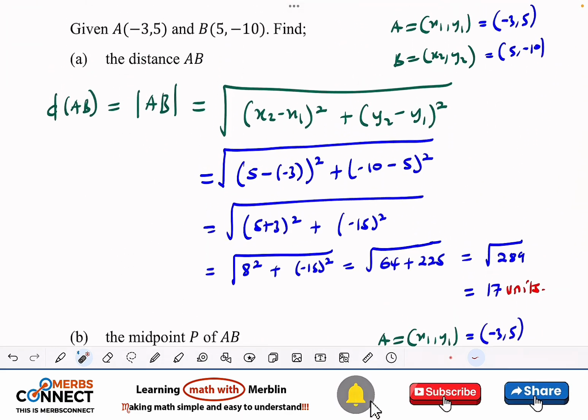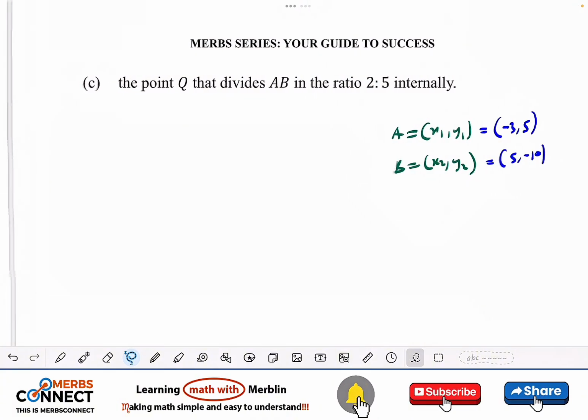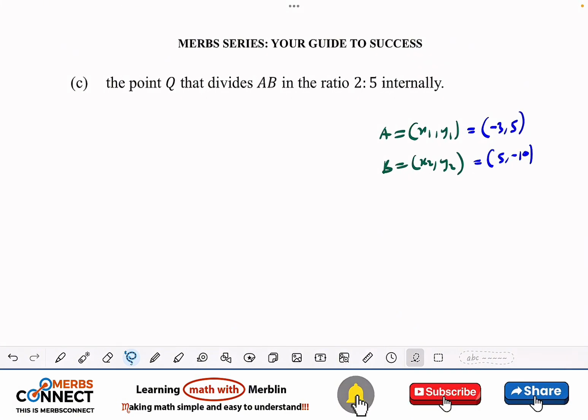Let's look at another interesting question. Good. Now, the point Q divides A and B in the ratio 2:5 internally, right? Good, internally. So the first thing you need to remember is, what is the formula for finding a point which divides a line internally? Now first, let me paste my point that we use from the first part. This is the point that we are using from here, right? So now we just need to actually know the formula, so let's try and quote the formula.